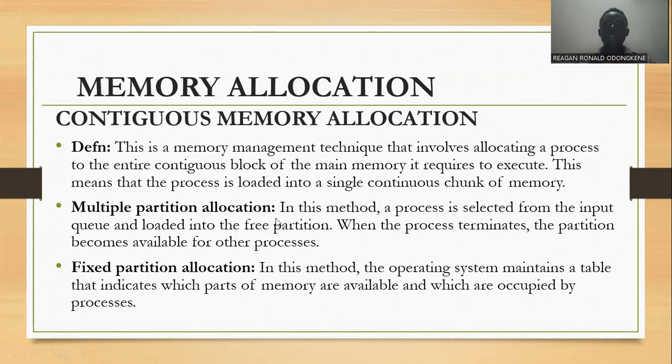In the multiple partition allocation method, a process is selected from the input queue and loaded into the free partition. When the process terminates, the partition becomes available for other processes, meaning immediately after the process terminates, the memory it had occupied is then made available for other processes to access and use. And then for the fixed partition method, the operating system maintains a table that indicates which parts of memory are available and which are occupied by other processes.